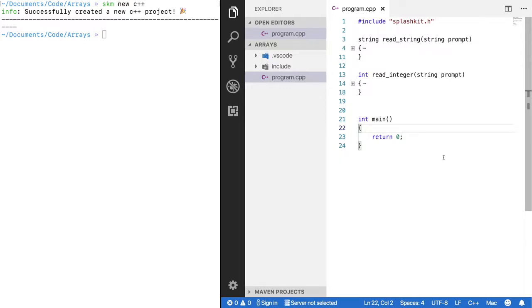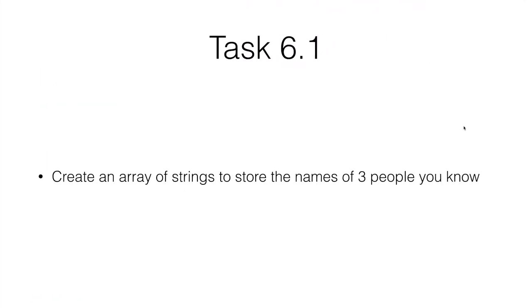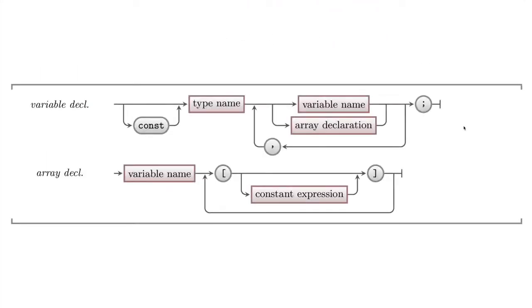Okay, so here's a project I've already started. We've created the project and it's empty at the moment. I've copied across the read string and read integer functions. What we want to do now is declare our array of 3 names. The syntax for that looks like this.